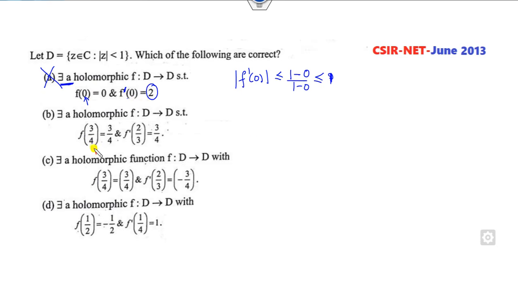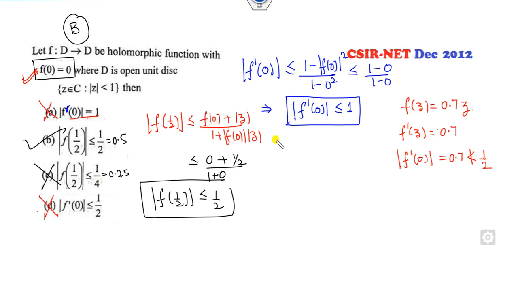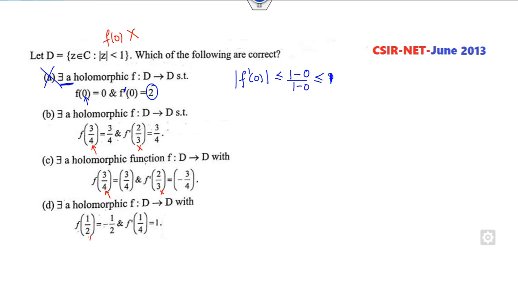Look at this one. It's 3 over 4, but it is not 3 over 4. It is 1 over 2, but it is not 1 over 2. So you can't apply this formula. Now again, f of 0 is not given to you for B, C and D. So again, you can't apply this formula. Then how can you approach them?